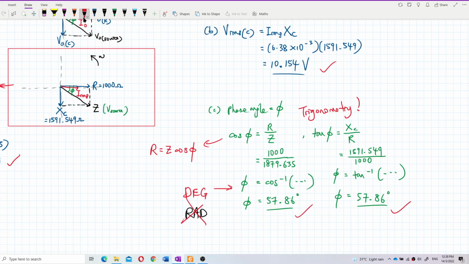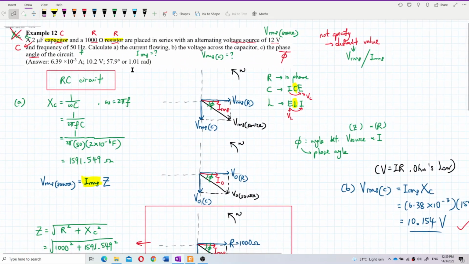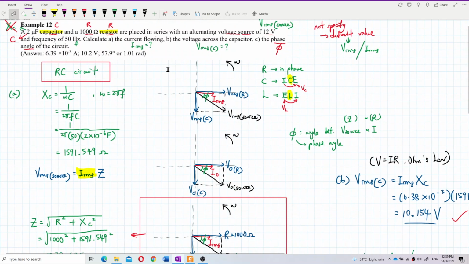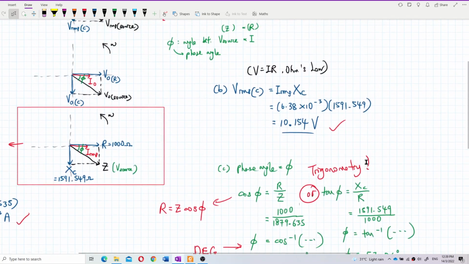So you can use cos phi or tangent phi. Normally people use cos phi, easier. Better to put the answer in degree rather than in radian. Okay, so the answer is correct. So that's how we do this question.